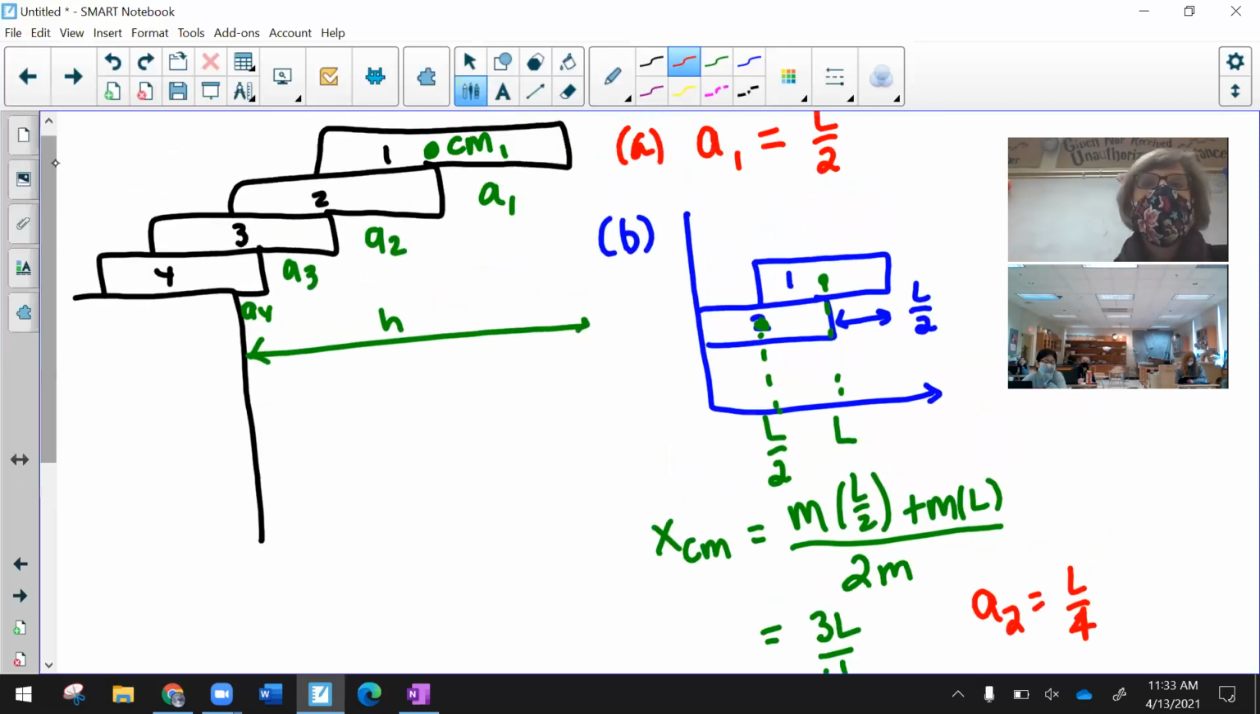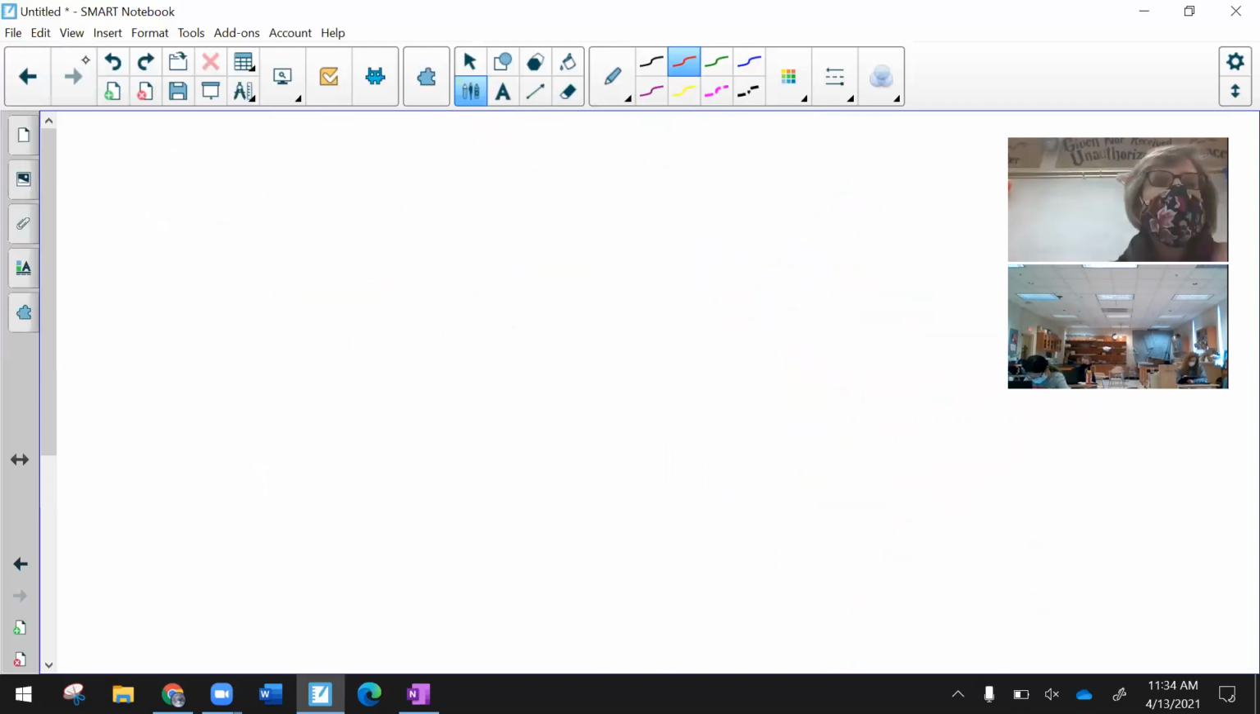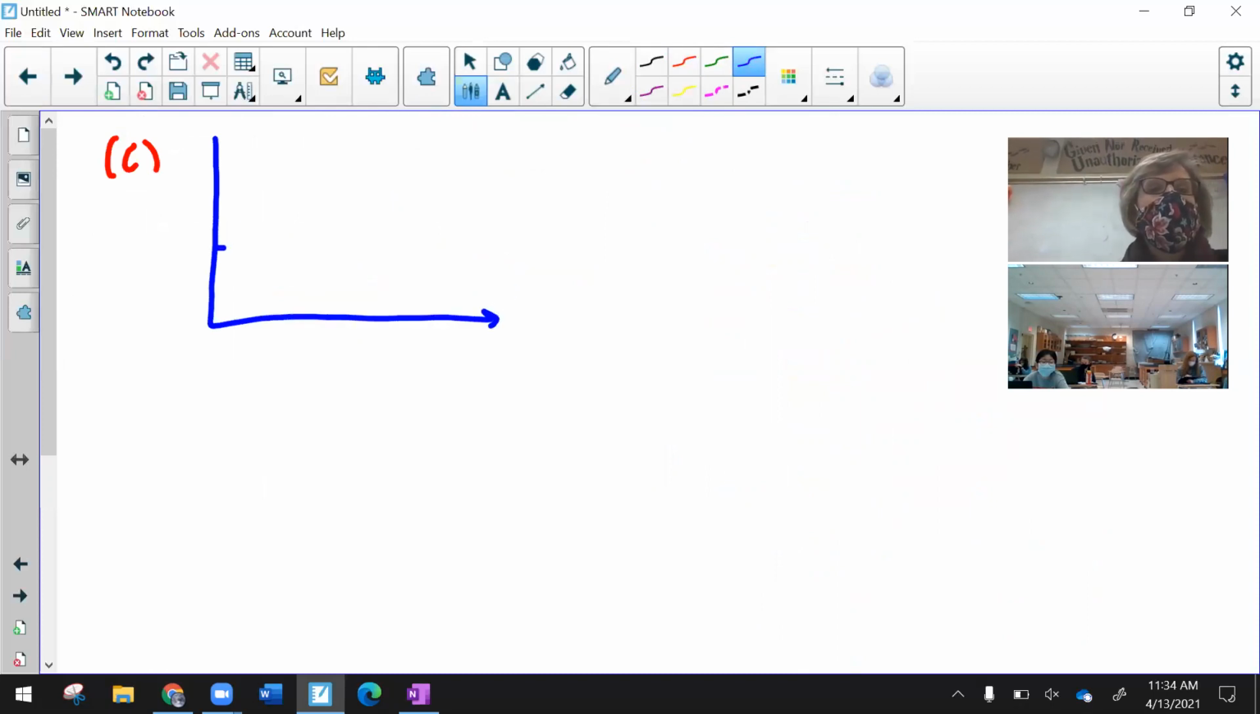So now, I know this is L over 2. This is L over 4. And now I want to find what happens when I've got 3 blocks or 3 bricks. Well, I've got to draw another free body diagram. Sorry, that's not true at all. I've got to find the center of mass again.